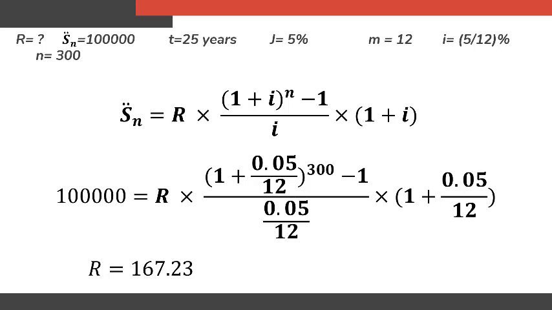If he asks for the interest, in this example, we will use the formula of the total interest, equal S double dot N, $100,000, minus N times R, N with 300 annuities times $167.23.